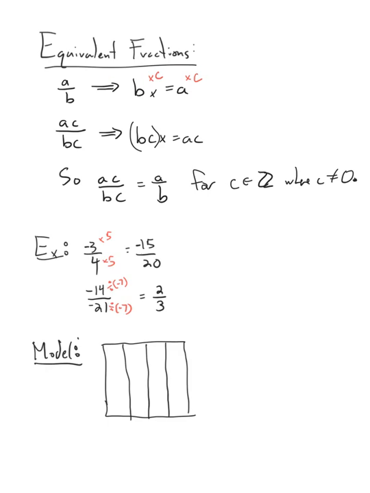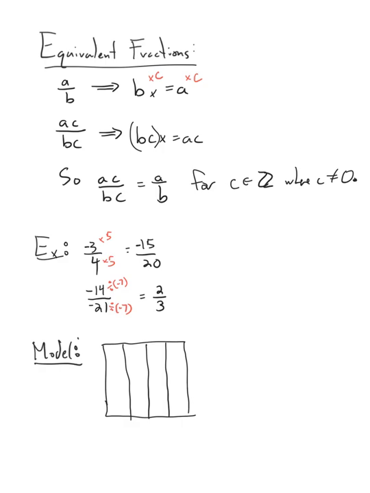So this gives us the equation bcx equals ac. And the solution to that equation is a times c over b times c. So what does that tell me? These are the same equation. They have the same solution, since all I did was multiply both sides of this equation by c. So this tells me that the fractions a over b and ac over bc are equal. We'll call them equivalent fractions, as long as c isn't 0, of course.